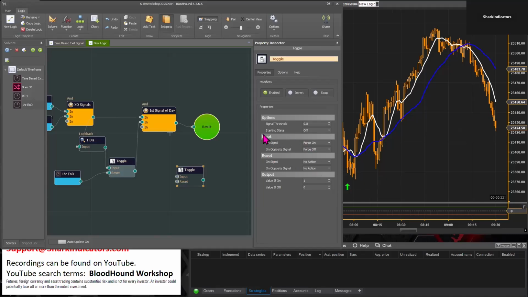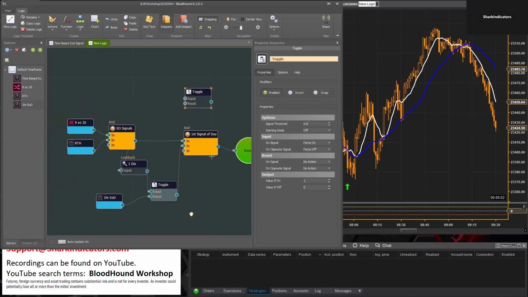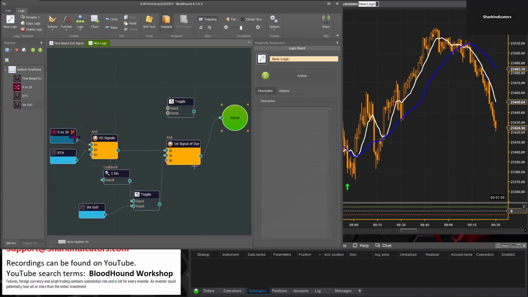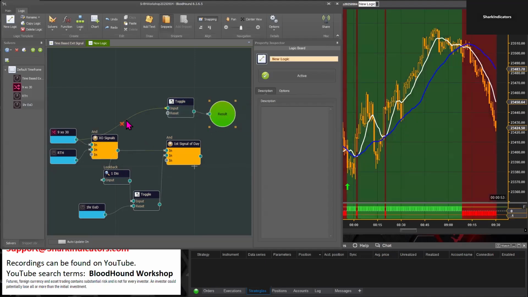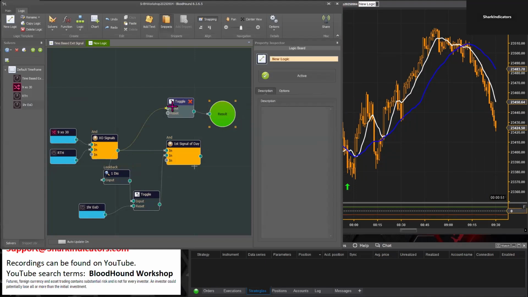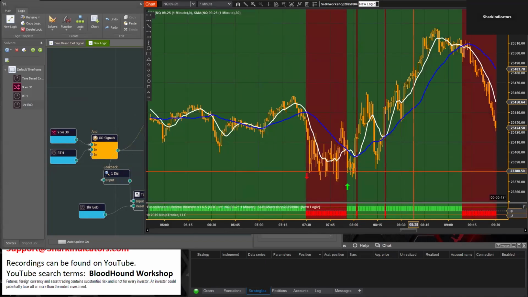With the two inputs, you're either reading the signal coming in or you're reading the opposite signal. And what is opposite? Opposite of what? Well, it's whatever state the toggle node is in. So let's connect that into the input here. Actually, yeah, take it from there.